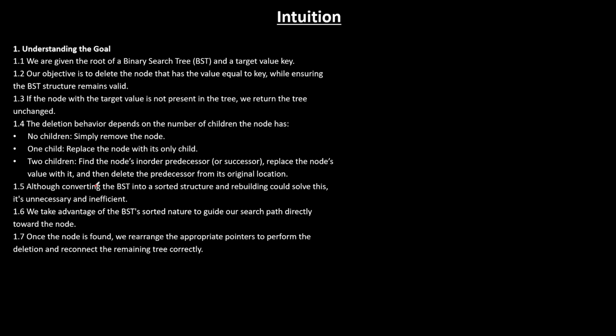To understand what the problem is asking, we should build up an intuition for the problem. Let's do it by understanding the goal first. So we are given the root of a binary search tree and a target value. Our objective is to delete the node that has the value equal to the key while ensuring that the BST structure remains valid. So we have the understanding of these two particular points. Now, if the node with the target value is not present in the tree, we just return the tree unchanged. These three things are directly given in the question and it is understandable to us.